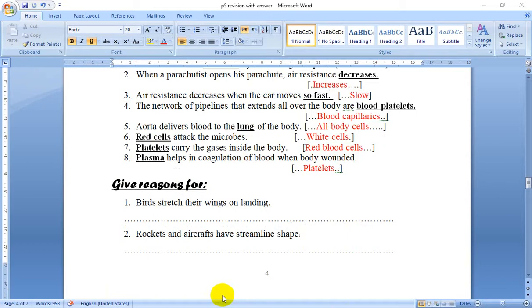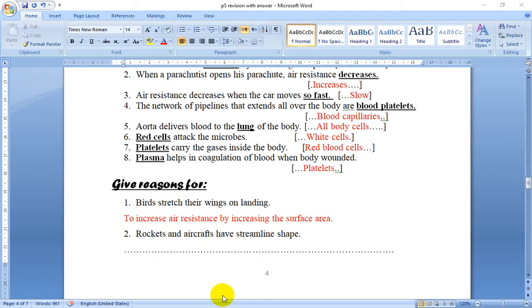Another type of question, give reasons for. Number 1, birds stretch their wings on landing. Why? To increase the surface area, so the air resistance increases. So birds stretch their wings on landing to increase air resistance by increasing the surface area.